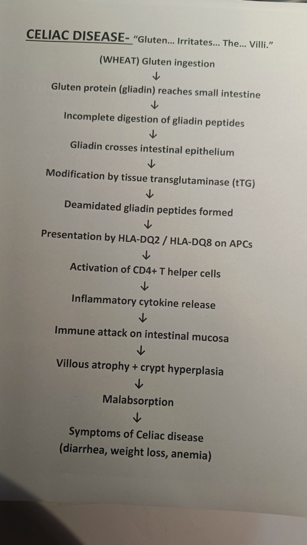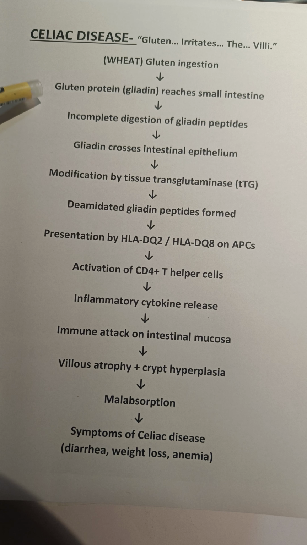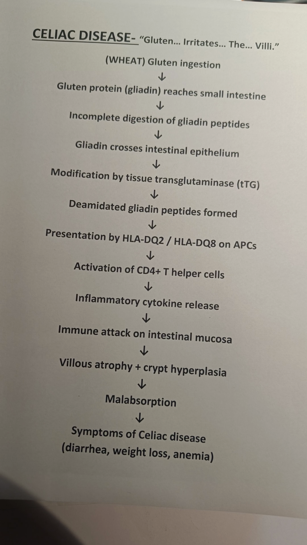We'll just see step by step what happens. Let's start with the first step. When we take a food which contains wheat, it contains a protein called gluten. The protein which is present in wheat is gluten. And the most important component of gluten, which is responsible for this disease, is gliadin. Gliadin is a peptide, a small part of this protein.